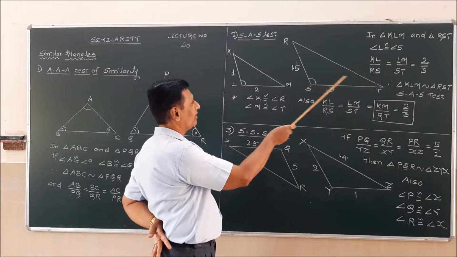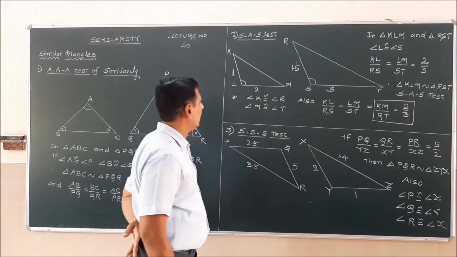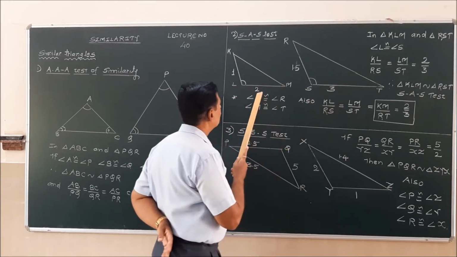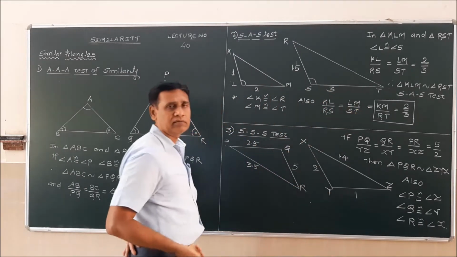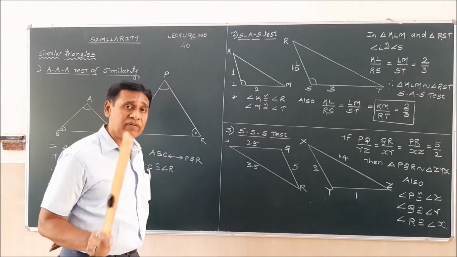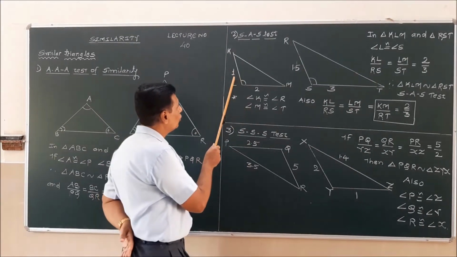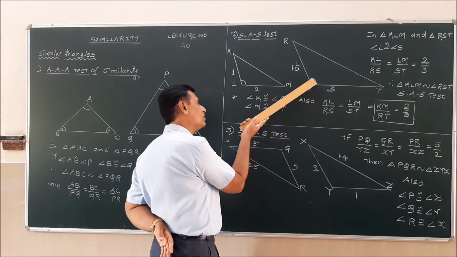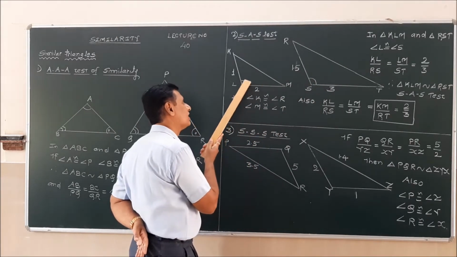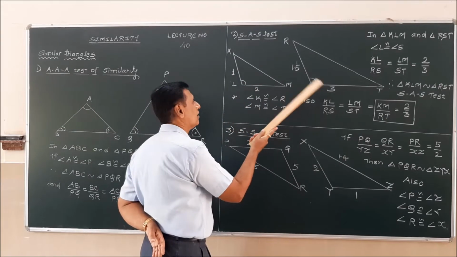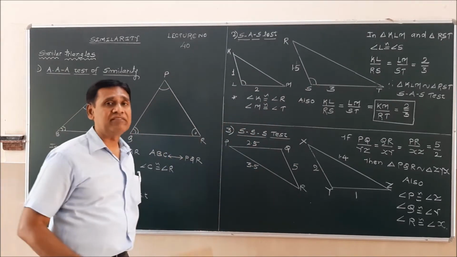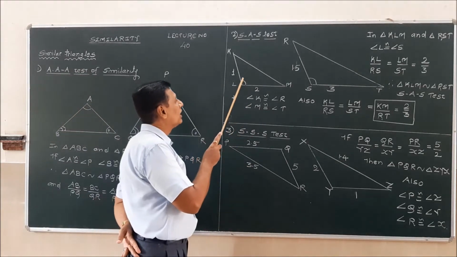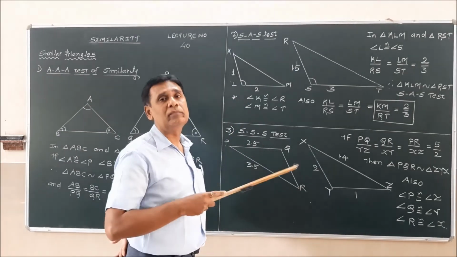1 upon 1.5 is 2 upon 3. Here it is already given in LN and ST, so there is no need of that. But very important: the ratio between corresponding sides, and the angle included by them. The angle included by the sides which have the same ratio. Included means what? In between.